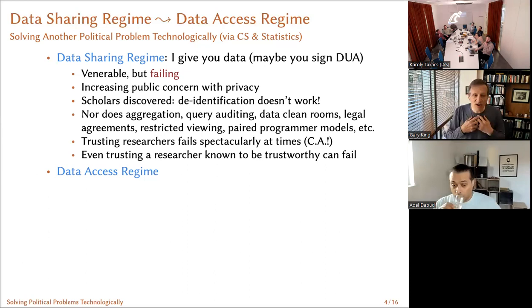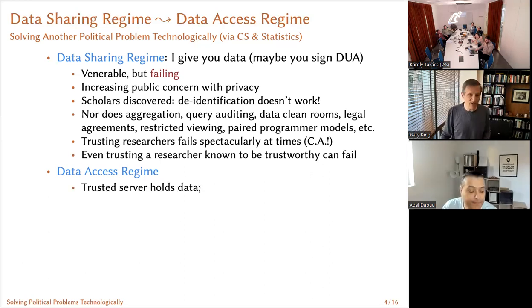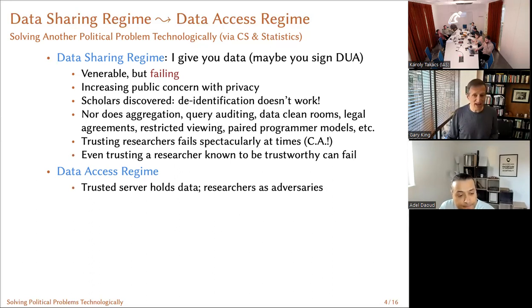Instead of us promising to try hard, we realize it's not about us, it's about the respondents. Instead, we provide a guarantee to the respondents that no one can ever violate their privacy. So here's how it works. A trusted server holds the data. Researchers are treated, unfortunately, as adversaries who may want to violate privacy.